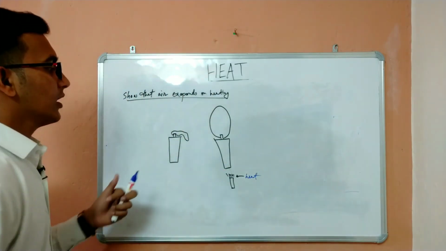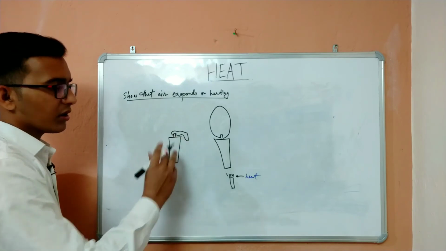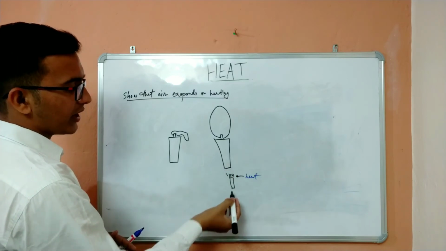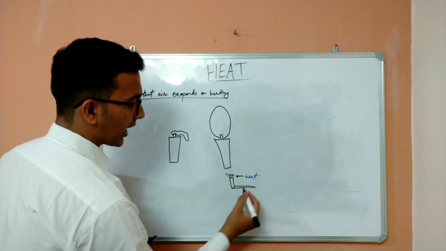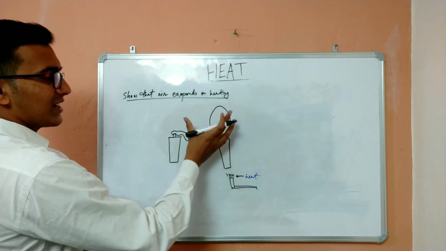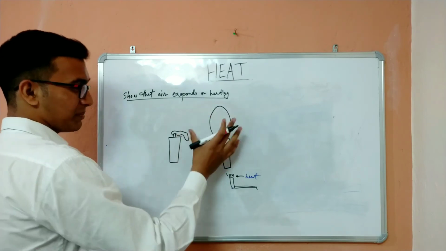Okay, so at first the balloon would be looking like this. That's normal. Okay, now start heating the bottle. Provide some heat with the help of some Bunsen burner, lighter, whatever you have. You will see the balloon has started expanding.